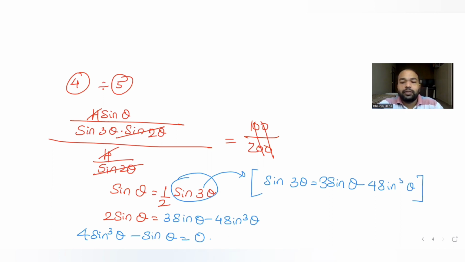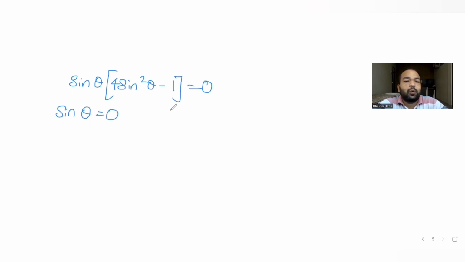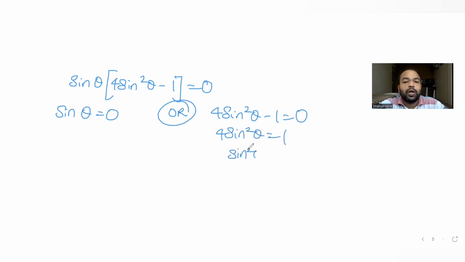Now if I take sine theta common, you have 4 sine square theta minus 1 is equal to 0. So you get from this expression sine theta is equal to 0, or 4 sine square theta minus 1 is equal to 0. That gives you 4 sine square theta is equal to 1, so sine square theta is equal to 1 by 4. Sine square theta I can write as half square.